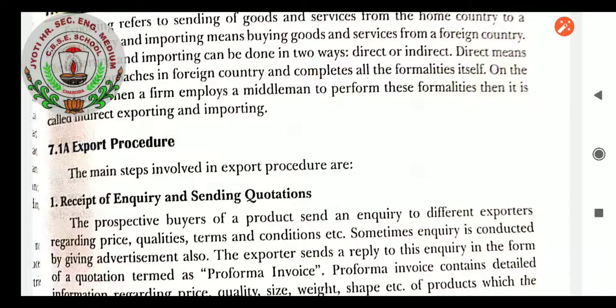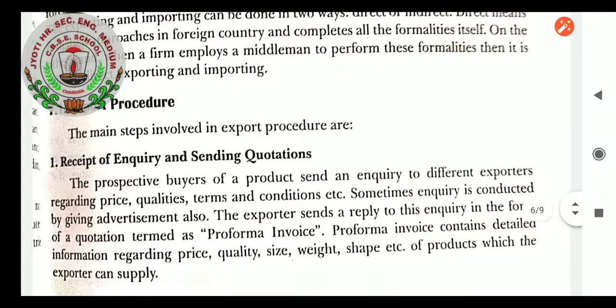And the steps for export procedures are as follows. Very first, receipt of inquiry and sending quotations. The prospective buyers of a product send an inquiry to different exporters regarding price, quality, terms and conditions, etc. Sometimes the inquiry is conducted by giving an advertisement. The exporter sends a reply to this inquiry in the form of a quotation termed a pro forma invoice. The pro forma invoice contains detailed information regarding price, quality, size, weight, shape, etc. of the product which the exporter can supply.